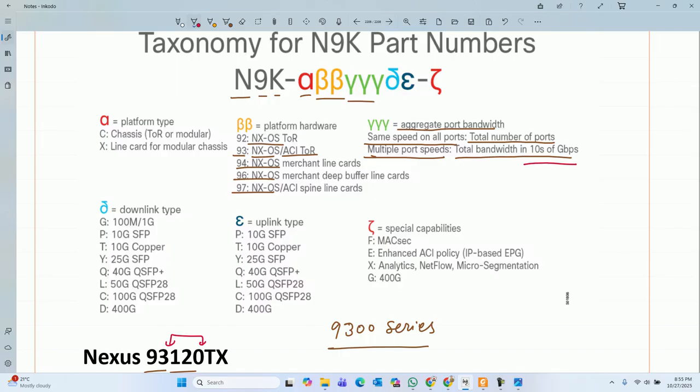It's the blade set, because in blade we have this chassis. The line card is also used inside these modular switches. In normal fixed switches, you'll not see any keyword like C or X. You'll only see these keywords in the case of a chassis.